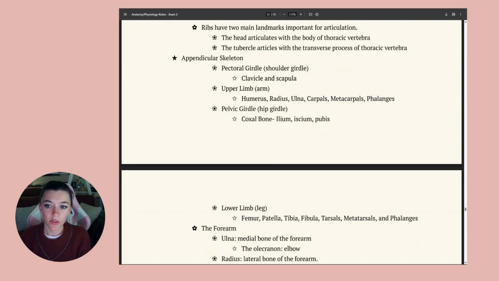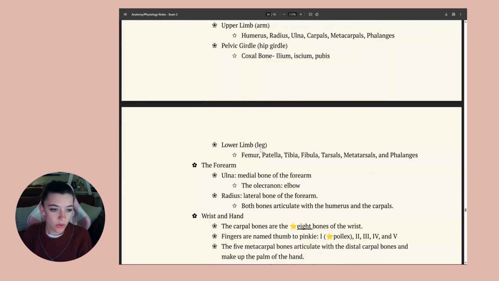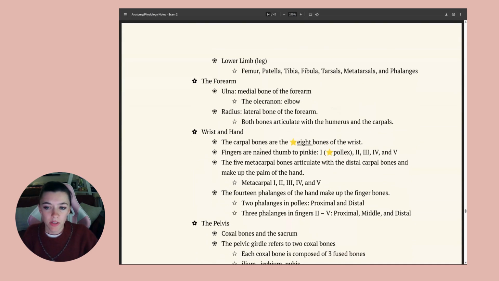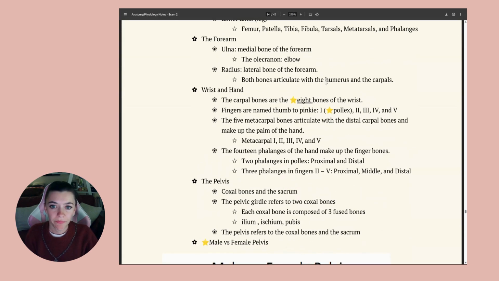That contains your coxal bone, your ilium, ischium, and pubis. And then know the difference between the pelvic girdle and your pelvis. Lower limb. That's going to be your femur, patella, tibia, fibula, tarsals, metatarsals, and phalanges.